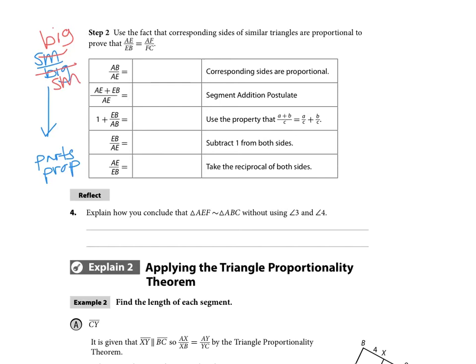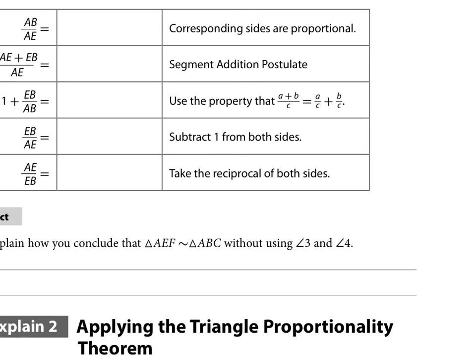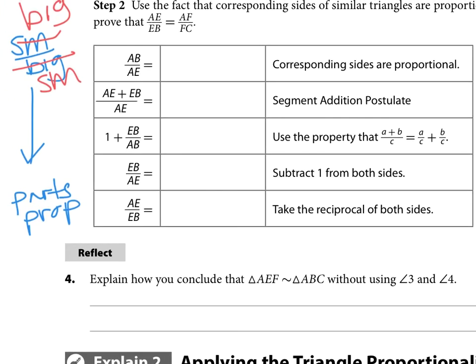Let me zoom in a little bit here. Make it a little easier to write. Okay, so we have AC over AF.